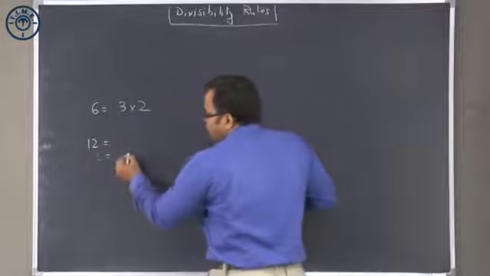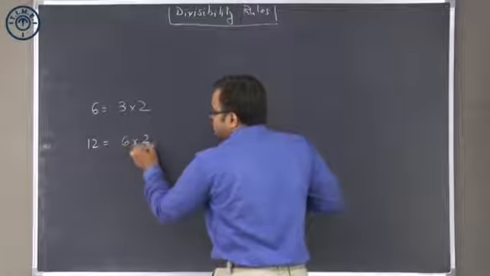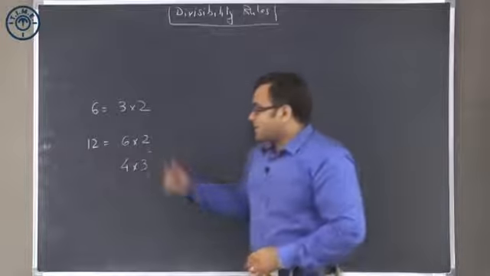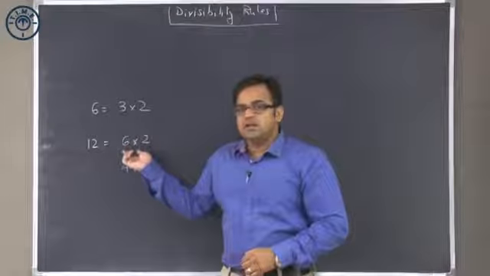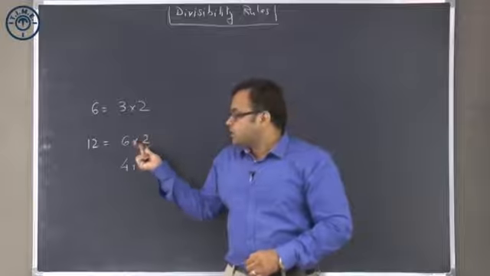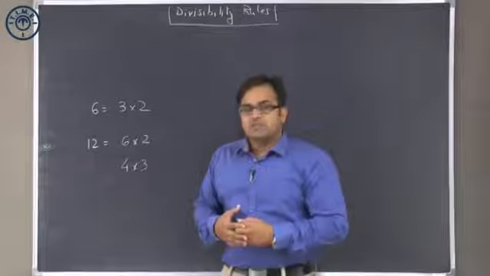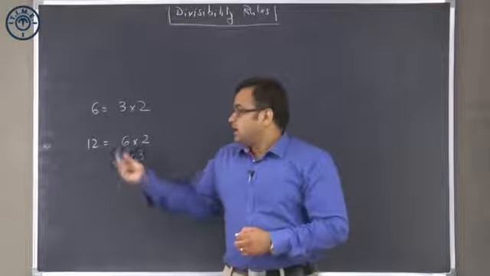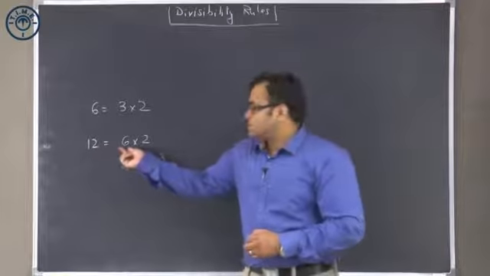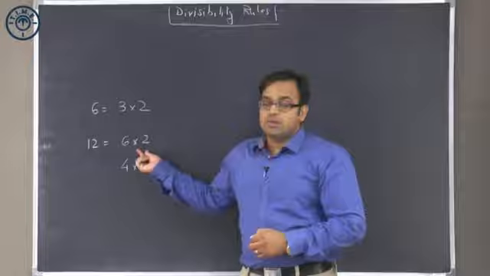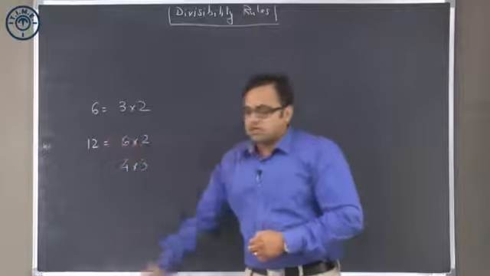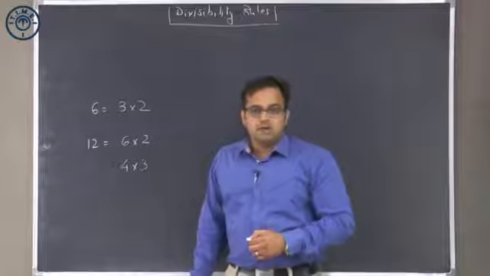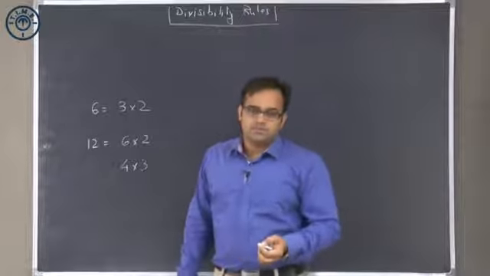12 can be written as 6 into 2, 4 into 3. Can I say on the basis of this first statement that if a number is divisible by 2 and the number is divisible by 6, then the number would also be divisible by 12? No, that would not be true. Because if a number is divisible by 6, it will automatically be divisible by 2 also. So effectively this tantamounts to saying that if the number is divisible by 6, the number is divisible by 12 also, which is not right.